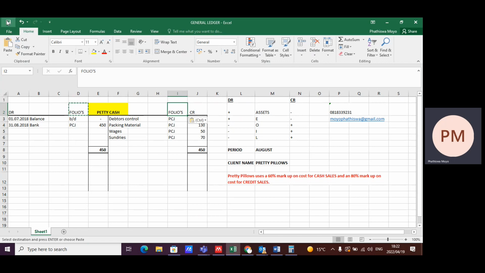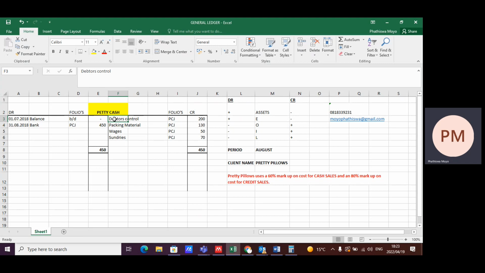So you must put the folios. Your folio is petty cash journal, so it's PCJ. Now, debtors control is 450. You have to debit it, because now we're taking from the 450 and spending it, so the 450 is decreasing.